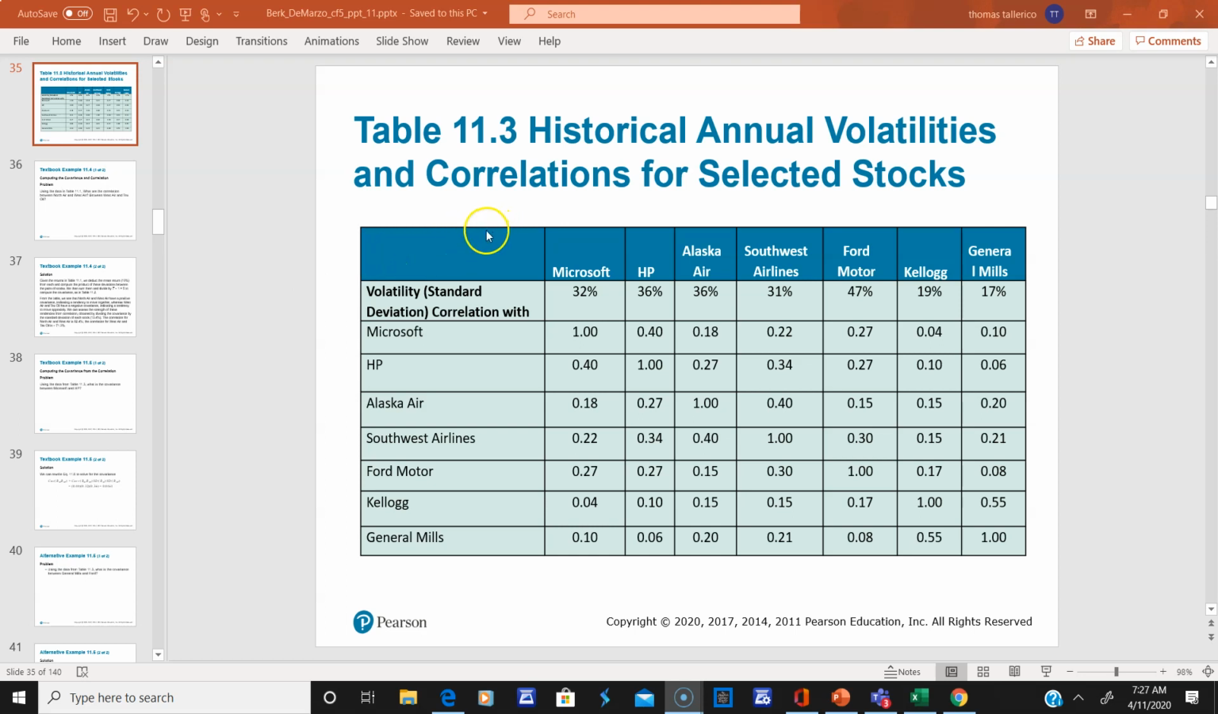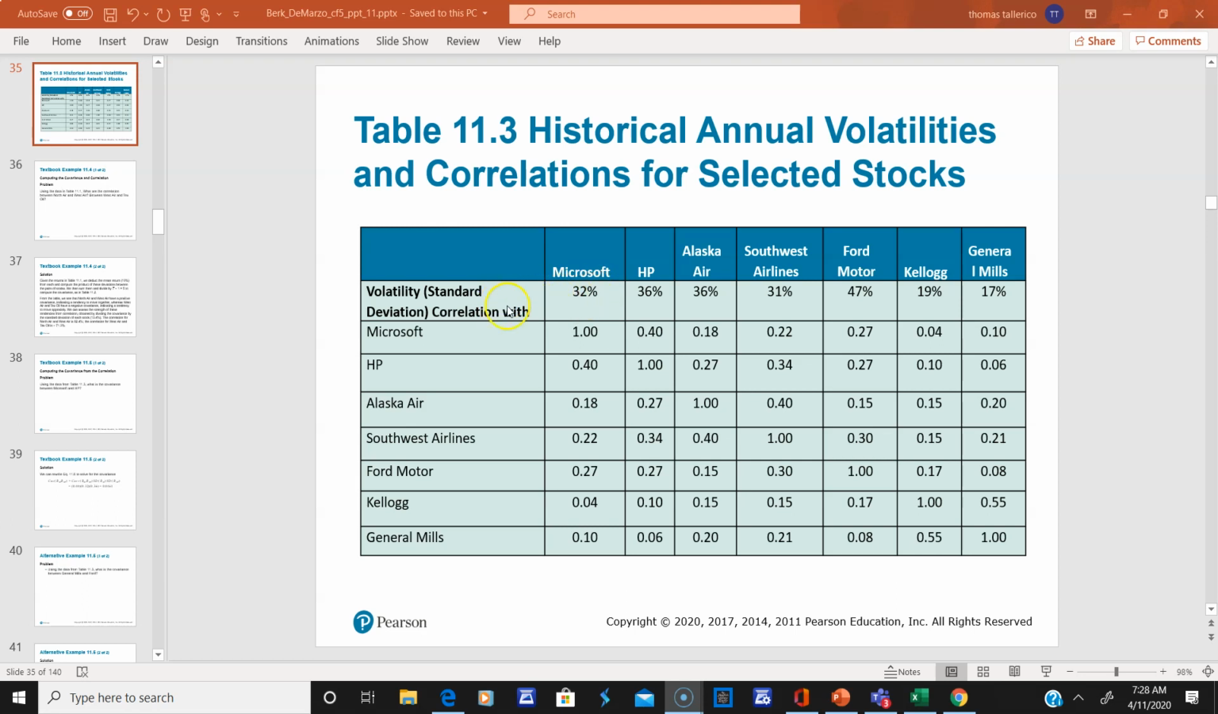So anyway, this is a table that's in your book, and what it's showing is historical volatilities, or standard deviations, for these different companies: Microsoft, HP, Alaskan Air, Southwest, Ford. And I guess they get these off the web. I don't know how. I don't think they generate these. So if you want, you can figure out where they get these historic volatilities from.